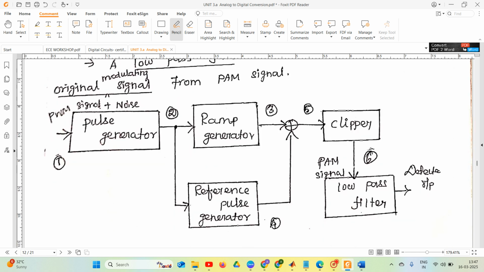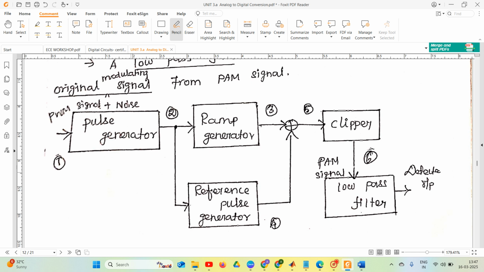Okay, so this is my detector circuit or demodulator circuit of the PWM signal. Here we are using the pulse generator, ramp generator, reference pulse generator, clippers, and low pass filter as circuit components, right? This is the block diagram of your demodulator circuit, the demodulator of our PWM signal. I want the original signal from the PWM signal, right?